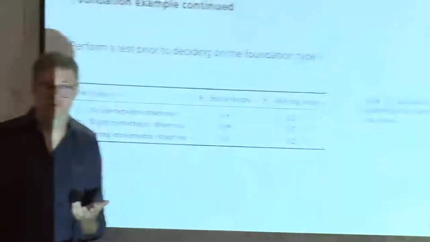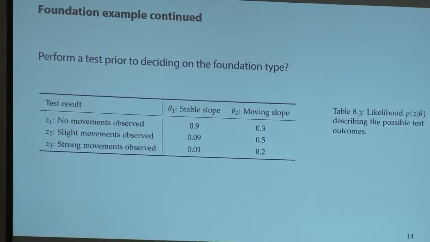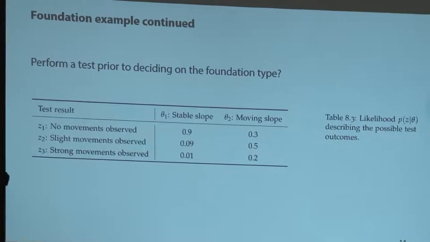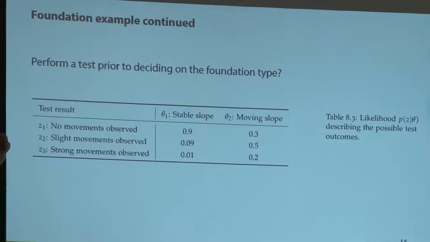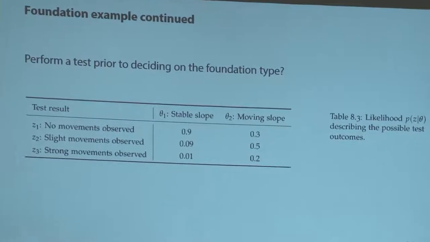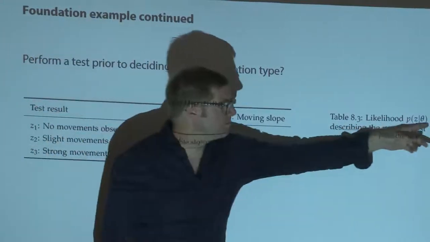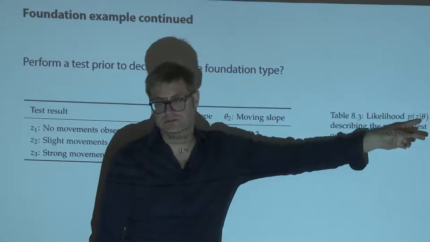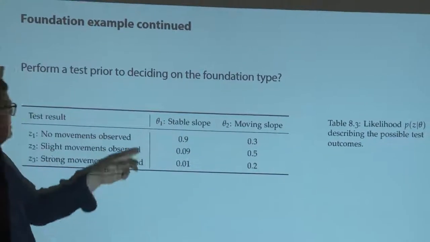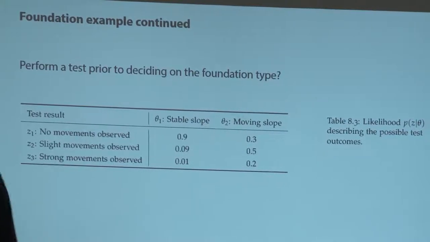If you know about Bayesian analysis, or just general statistics, maximum likelihood estimation, this is a likelihood function, where we give a probability of a certain outcome, test result, given a certain state of the parameters that we want to know about. Given theta, what I've said. Okay, so this is the information we need.